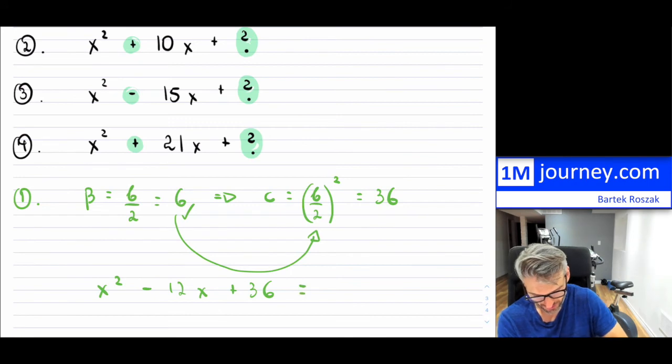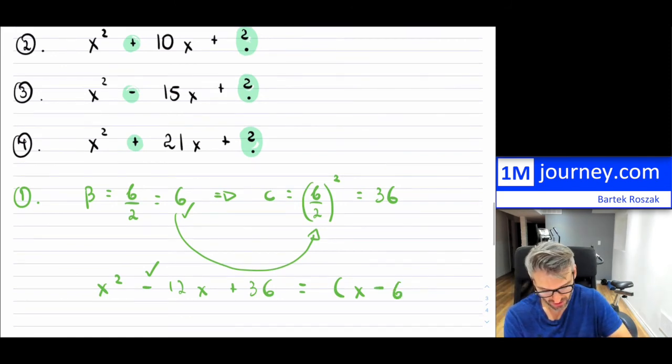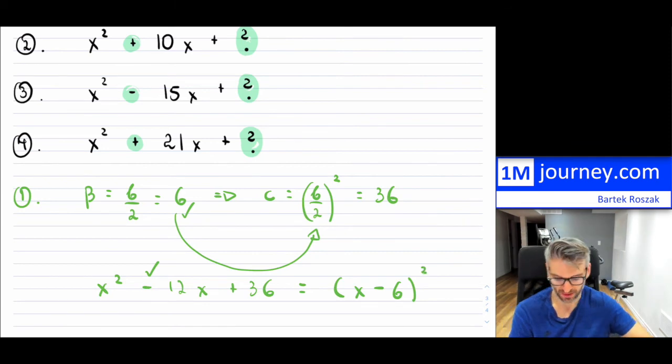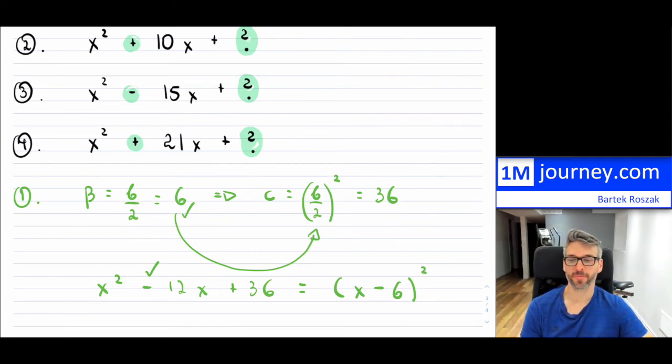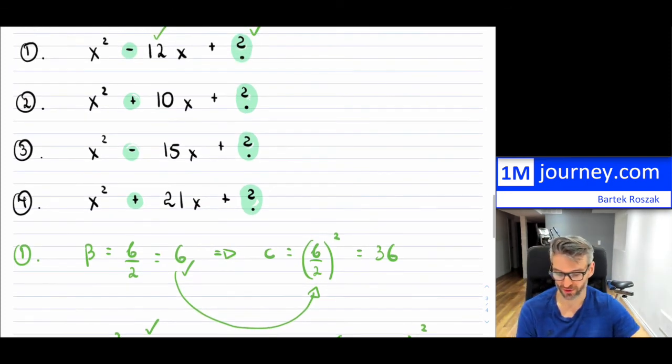And now in factored form, so this is x, notice again, the sign just tells you what that will be. And then here, it's just beta, which is going to be the 6. And that's your perfect square. So it's not very difficult in order to do that. Let's try to do it for example number 2.